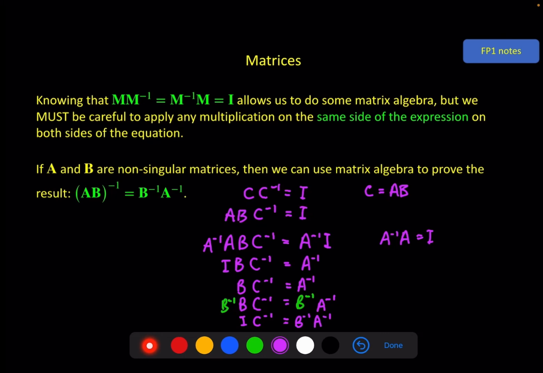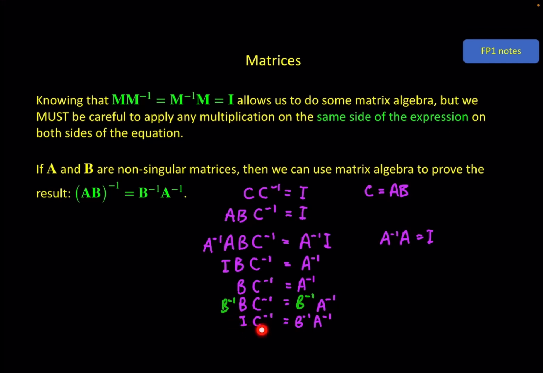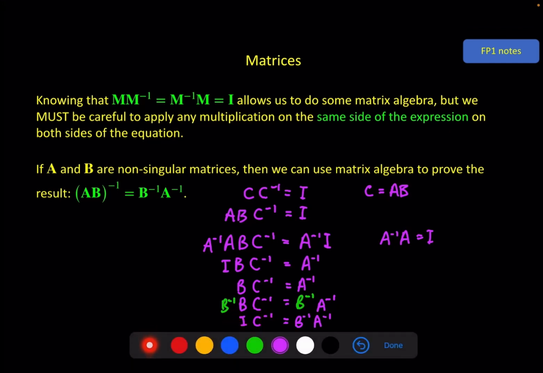And then I apply the other rule, that the identity matrix has no effect on a matrix when you multiply. It's like multiplying by 1 to give me C inverse. The inverse of C is equal to the inverse of B times the inverse of A. And now I replace C here with AB to get the final result. The inverse of AB is equal to the inverse of B times the inverse of A, where the order is very important. So the fact that A is first here and B is first here, that's important.